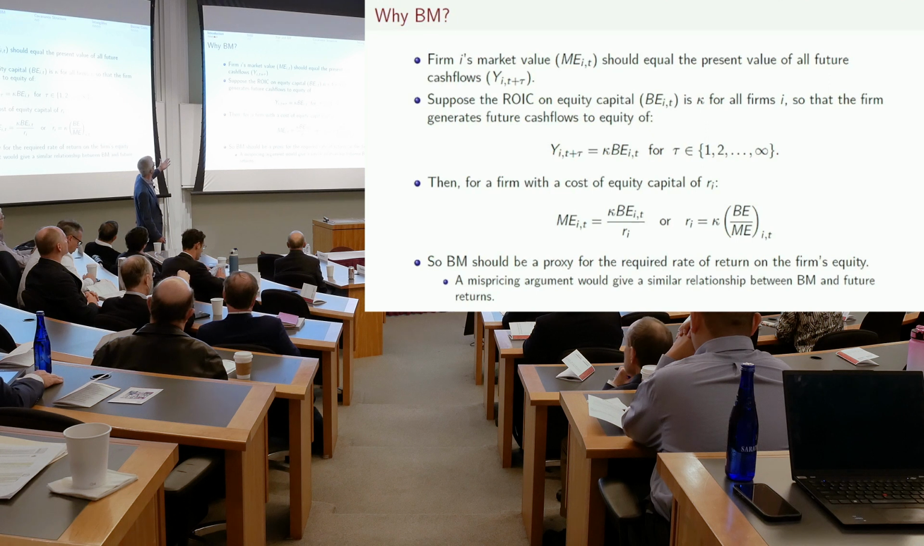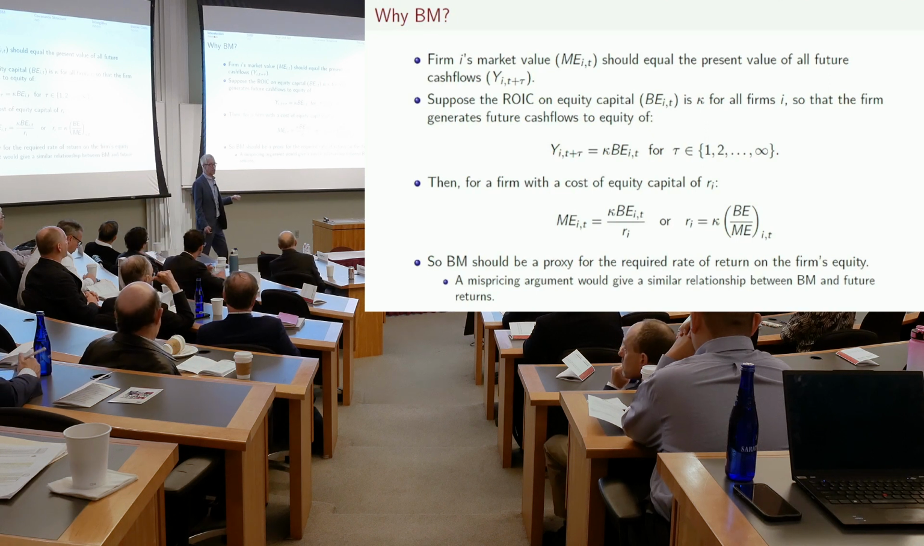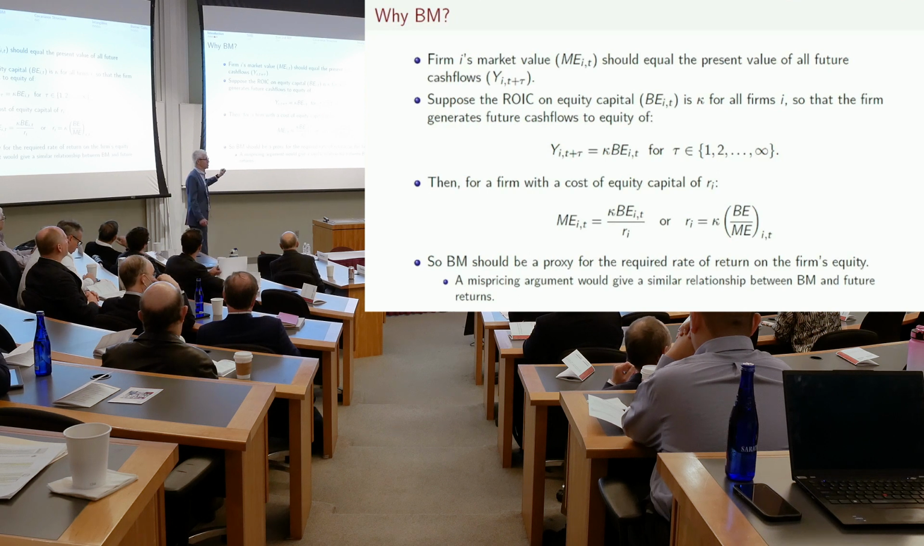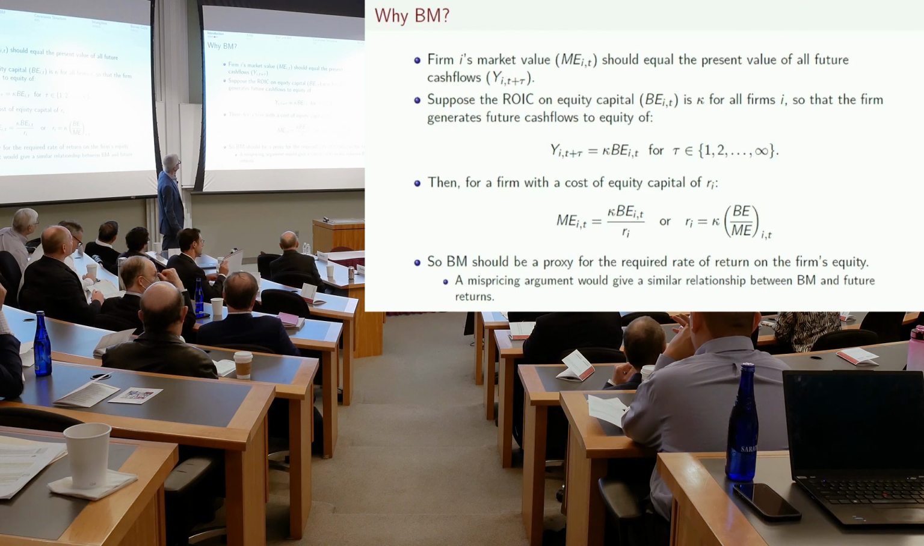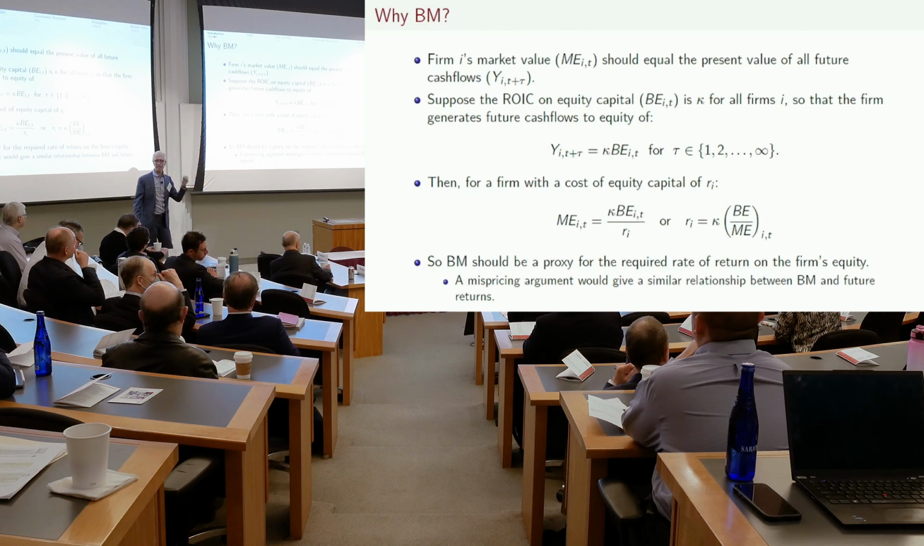So here's a simple example that illustrates this. What's the firm I's market value? Well, it's the present value of all the future cash flows. Okay, so suppose, let's just create a simple example here. The ROIC, the return on invested capital for all equity capital, is the same across all firms, meaning their future cash flows from now through infinity are just going to be kappa times the value of the book equity.